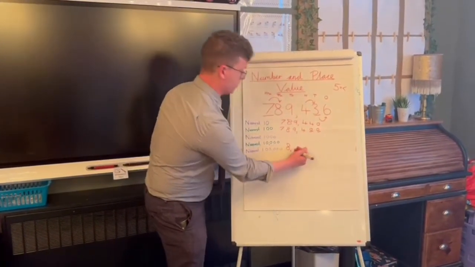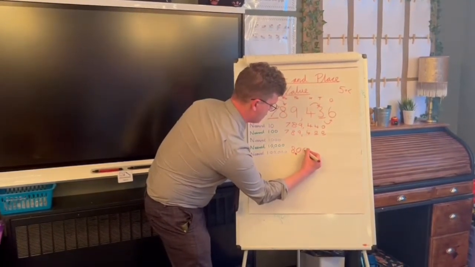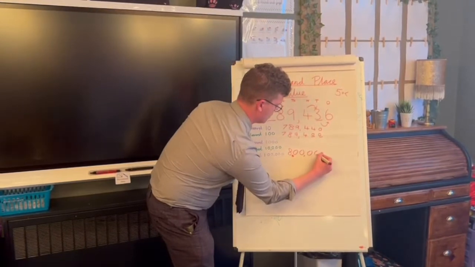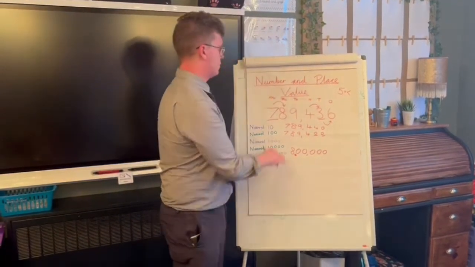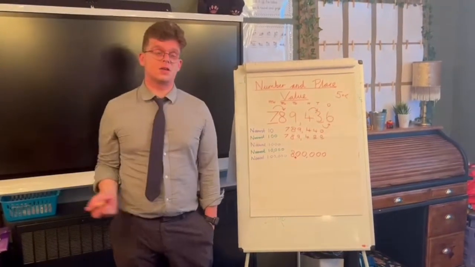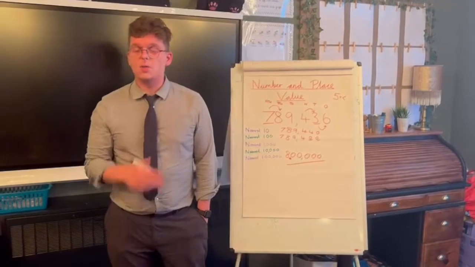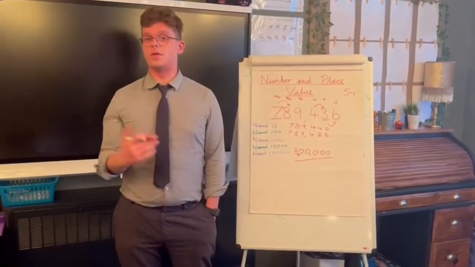Because this is a multiple of 100,000, every other digit must become 0. Therefore, 789,436 rounded to the nearest 100,000 would equal 800,000. We're going into this in more depth over the next few weeks.